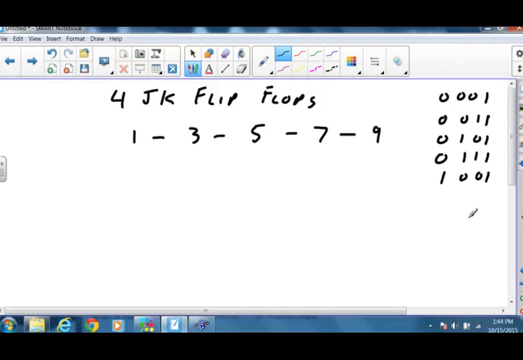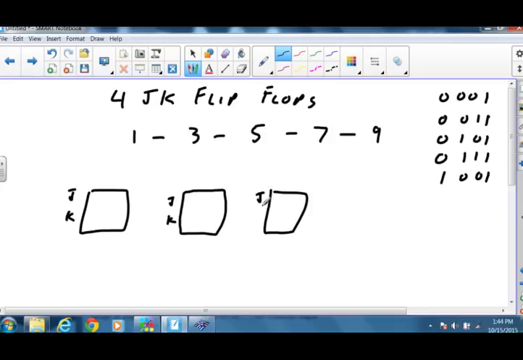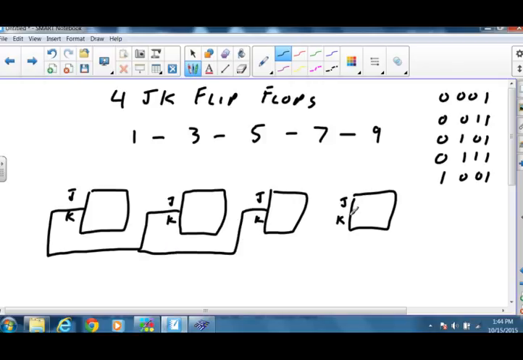Okay, now. Okay, so we got this JK flip-flop here, J and K. And we got this flip-flop here, J and K. And we got one over here, J and K. And we got another one over here, J and K. Okay, and we got some clock pulse, and we're going to have all these guys go at the same time. Is it a positive clock pulse or a negative clock pulse? Or don't we care? We probably don't care.